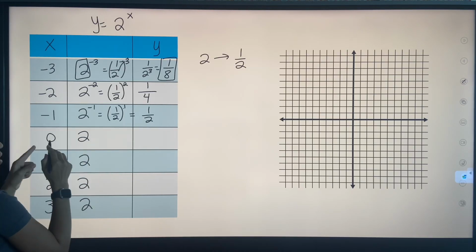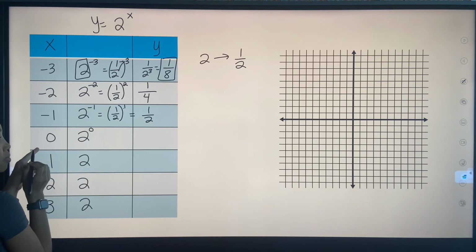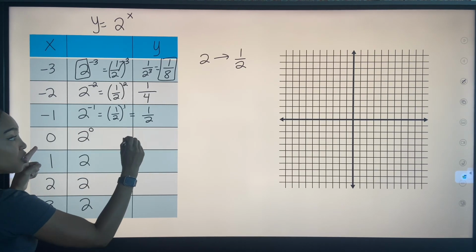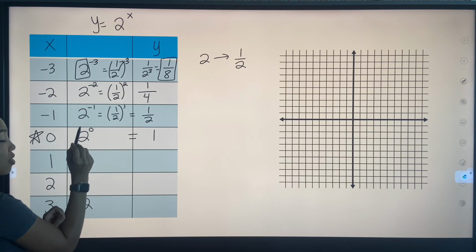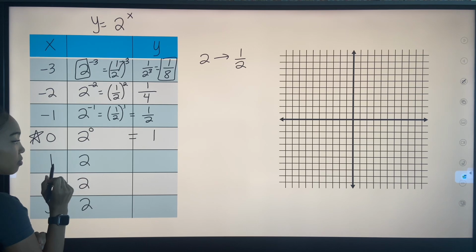Okay, this has an exponent of 0. Anything to the power of 0 is 1. You need to memorize that. Anything to the power of 0 is 1.